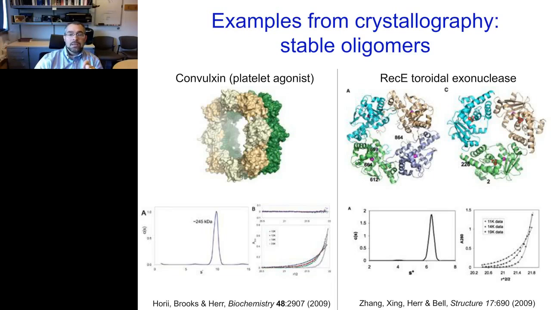On the right is work from Chuck Bell at OSU. This is the REC-E toroidal exonuclease, and the structure clearly showed it formed a tetramer. And that was very interesting because a structure by my close colleague Brett Koval here in Cincinnati years before had shown that this other well-known toroidal exonuclease was in fact a trimer. So we wanted to double check and make sure that this wasn't something weird. And so AUC confirmed Chuck's structure that REC-E is in fact a tetramer. And so it makes for a kind of interesting question about why these two different folds evolved in two different quaternary forms to achieve a similar kind of function.